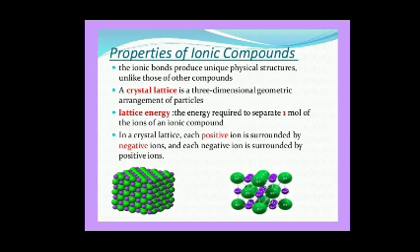Properties of ionic compounds. Ionic bond produces a unique physical structure and therefore unique properties for ionic compounds. Ionic compounds are available in crystalline solid state. Ionic compounds are crystalline solids due to strong attraction between oppositely charged ions and regular arrangement of ions. A crystalline lattice is a three-dimensional geometrical arrangement of particles.